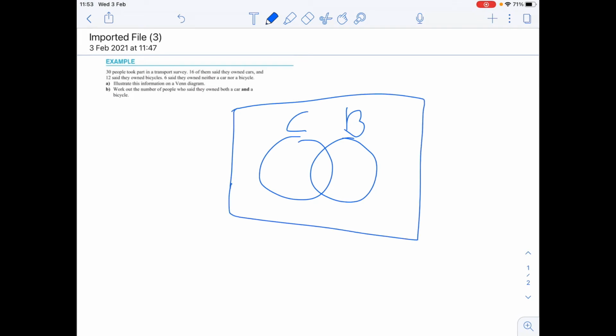Now, typically with these things, you have to start with either the intersection or the people that neither own a car or a bicycle. So the 6 people that own neither a car or a bicycle go outside there. So that's where they are.